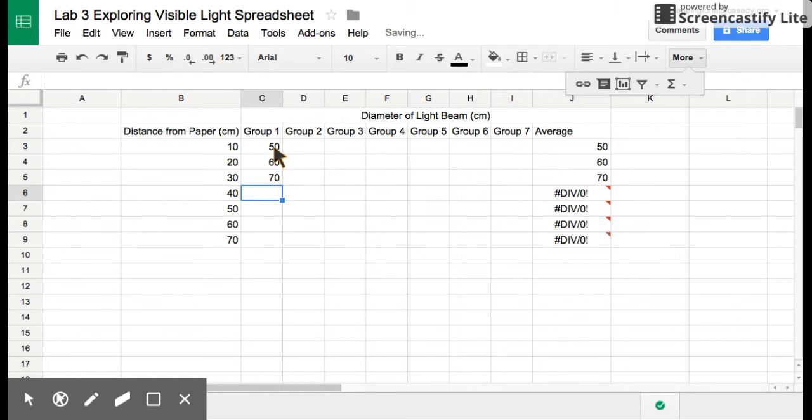Notice it averages once you get everybody's numbers in here, and it'll give you an average. What you'll need to do is wait for everybody to input their data and look across and see if you're getting the same basic data for every lab group. And if not, explain why you think that is the case. So that'll be there for you to use.